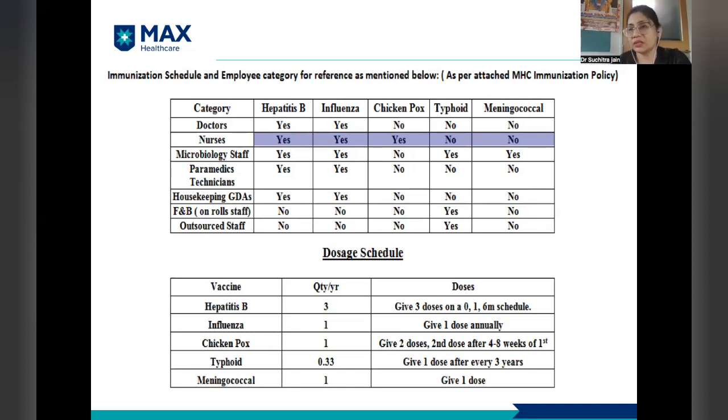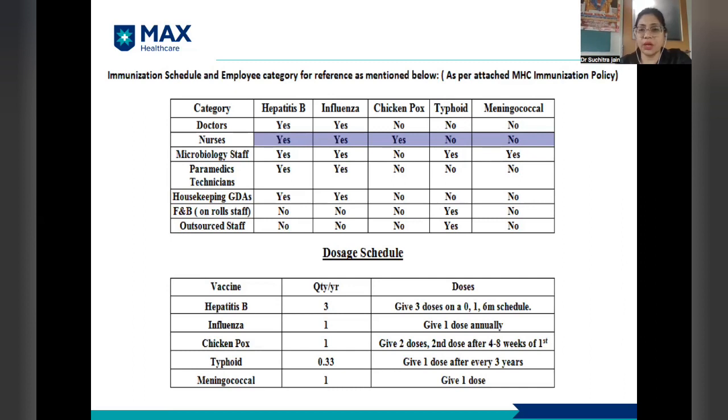Then housekeeping GDs, or general duty assistants, you can have again hepatitis and influenza. Then F&B staff, where in a healthcare setup it is important, if you have stewards and those who are serving food to your patient, they should be vaccinated against typhoid. Then outsourced staff, maybe your housekeeping staff, they must be vaccinated with typhoid, as well as these days tetanus and diphtheria, DT vaccine is given to the housekeeping staff.